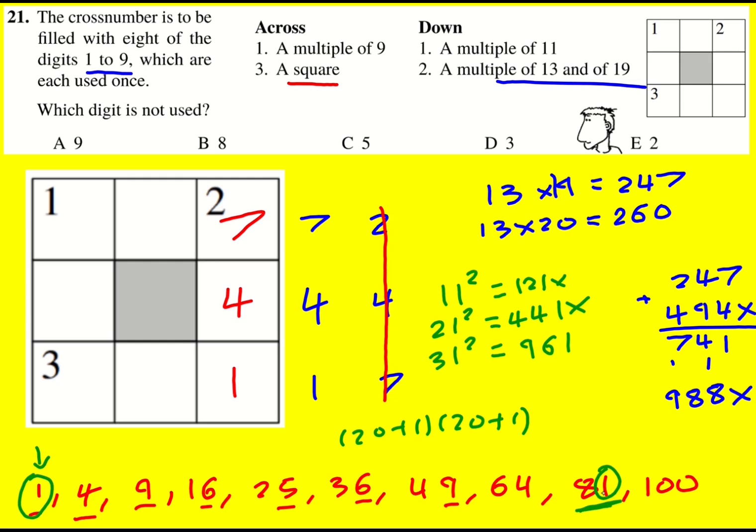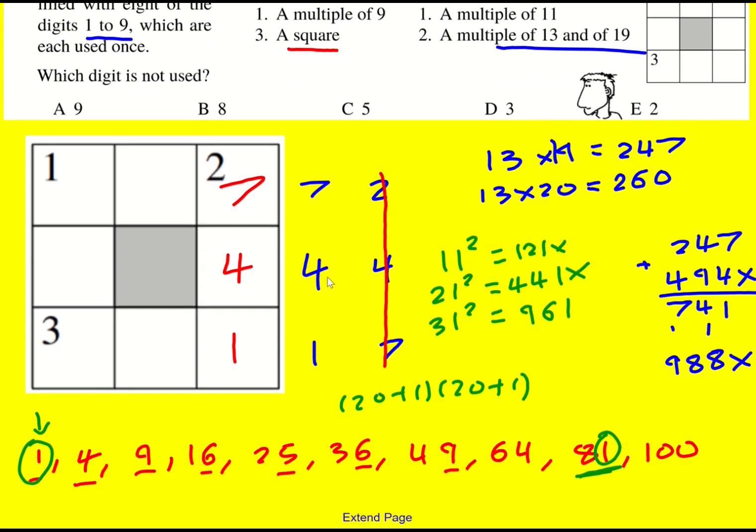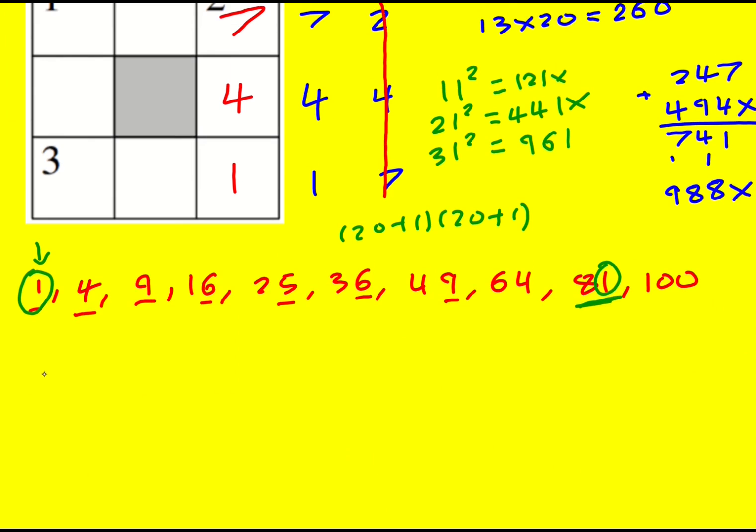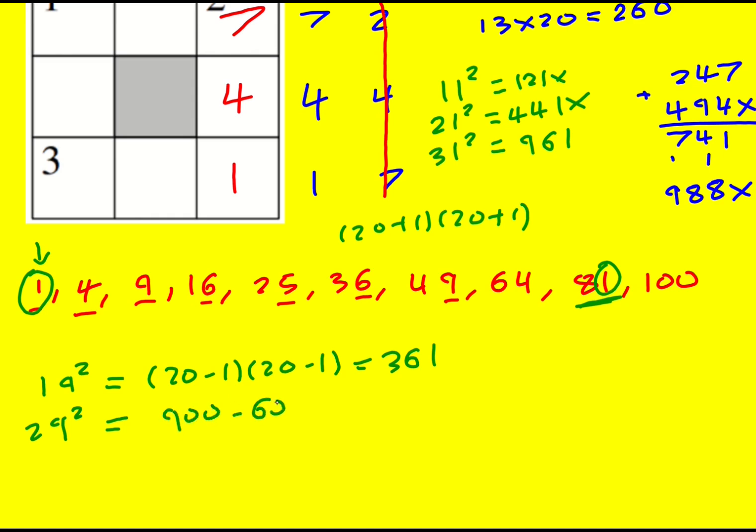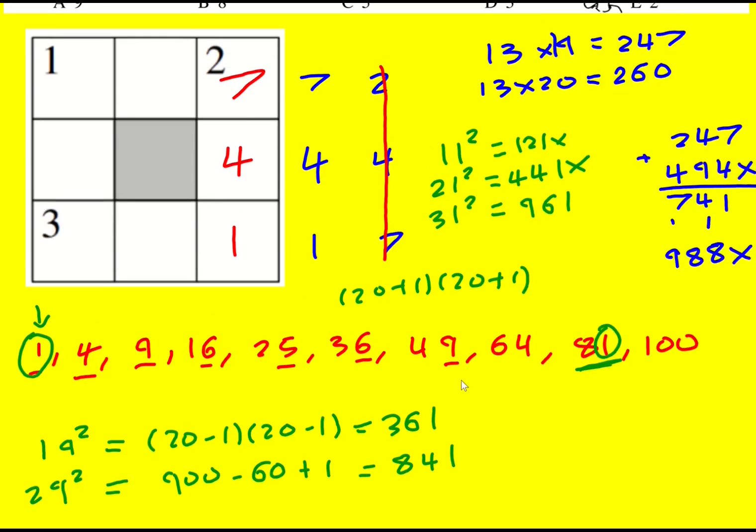Now, we do have to think about the ones that come from doing 9 times 9. So we could get 19 squared. 9 squared is going to be 2 digits, but 19 squared or 29 squared. 39 squared is going to be too big. So 19 squared will be 20 minus 1 times 20 minus 1. That's 400 minus 40 plus 1, 361. So that is a possibility. And 29 squared is going to be 900 minus 60 plus 1, which is going to give 841.